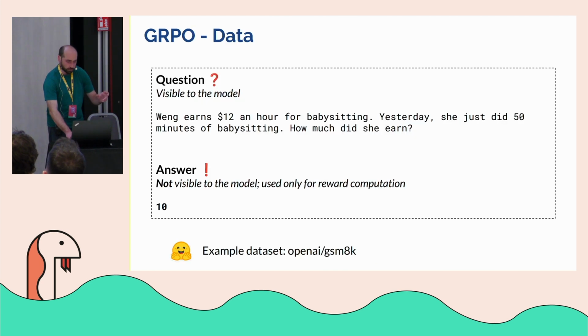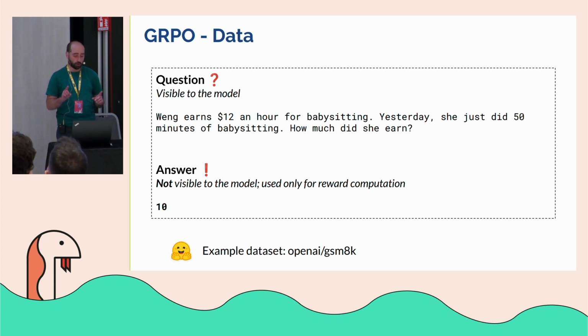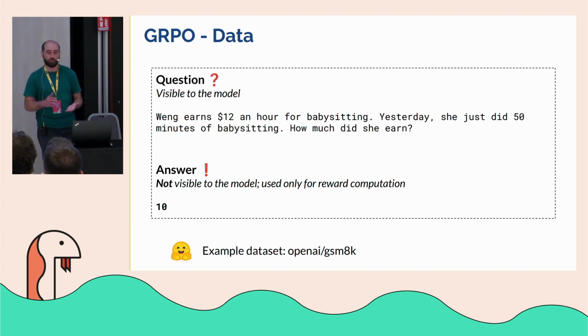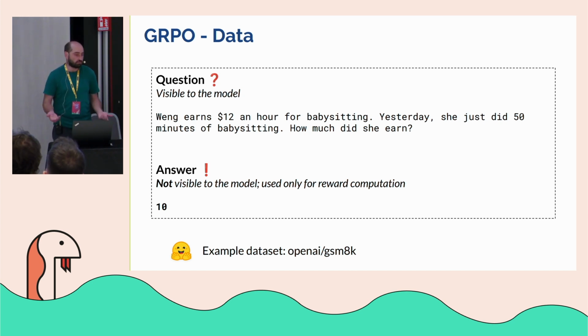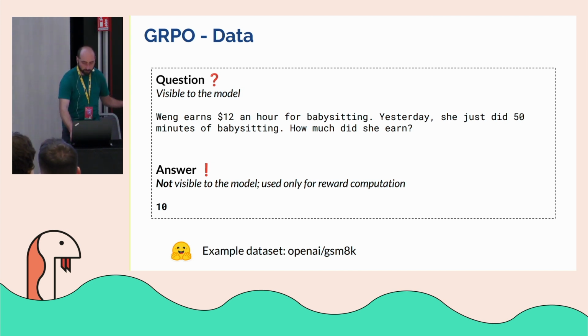Let's take a look at data, which is very simple in this case. I'm using a sample from GSM-8K, which is a math dataset. So we have a question, a mathematical question, and this is visible to the model. Then we have the answer, very short, which is not visible to the model, but it is used for reward computation. As you can see, the data is pretty simple compared to supervised fine-tuning. So producing data for GRPO can cost not much. But to complement this data, you need the right reward function.